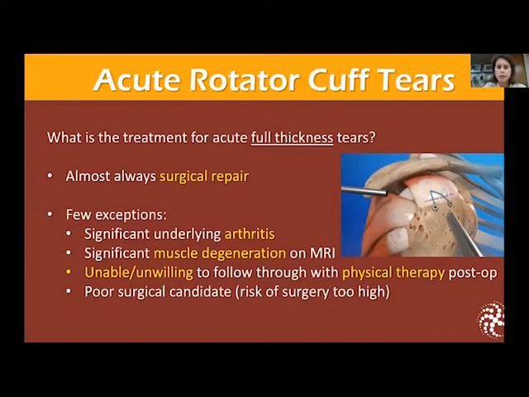I always tell my patients, my job in a nutshell is the easy job, to fix it. You have the hard job of following through with therapy that can be months. So it's really important that you're committed to it from day one and follow through until that physical therapist says, I'm happy with where you're at, and I say, I'm happy with where you're at, and we discharge you and off you go. And then finally, of course, poor surgical candidates. If there are other significant comorbidities which make you too high of a risk for surgery, then we might have a discussion about non-operative management.